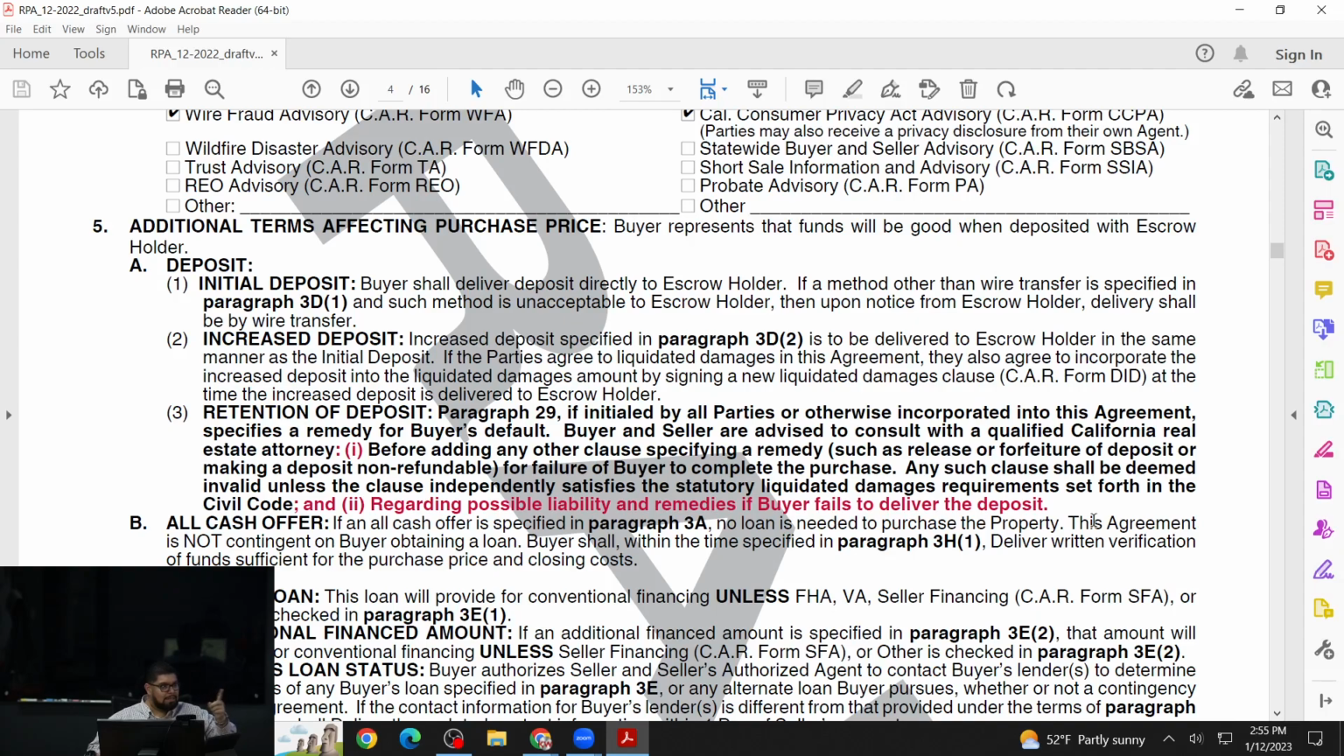Right? And where do the liquidated damages get recovered from? The deposit. Okay? So if there is no deposit in escrow, there is nothing to cover the liquidated damages that we agreed upon. So what am I going to sue her for? You can't sue her.